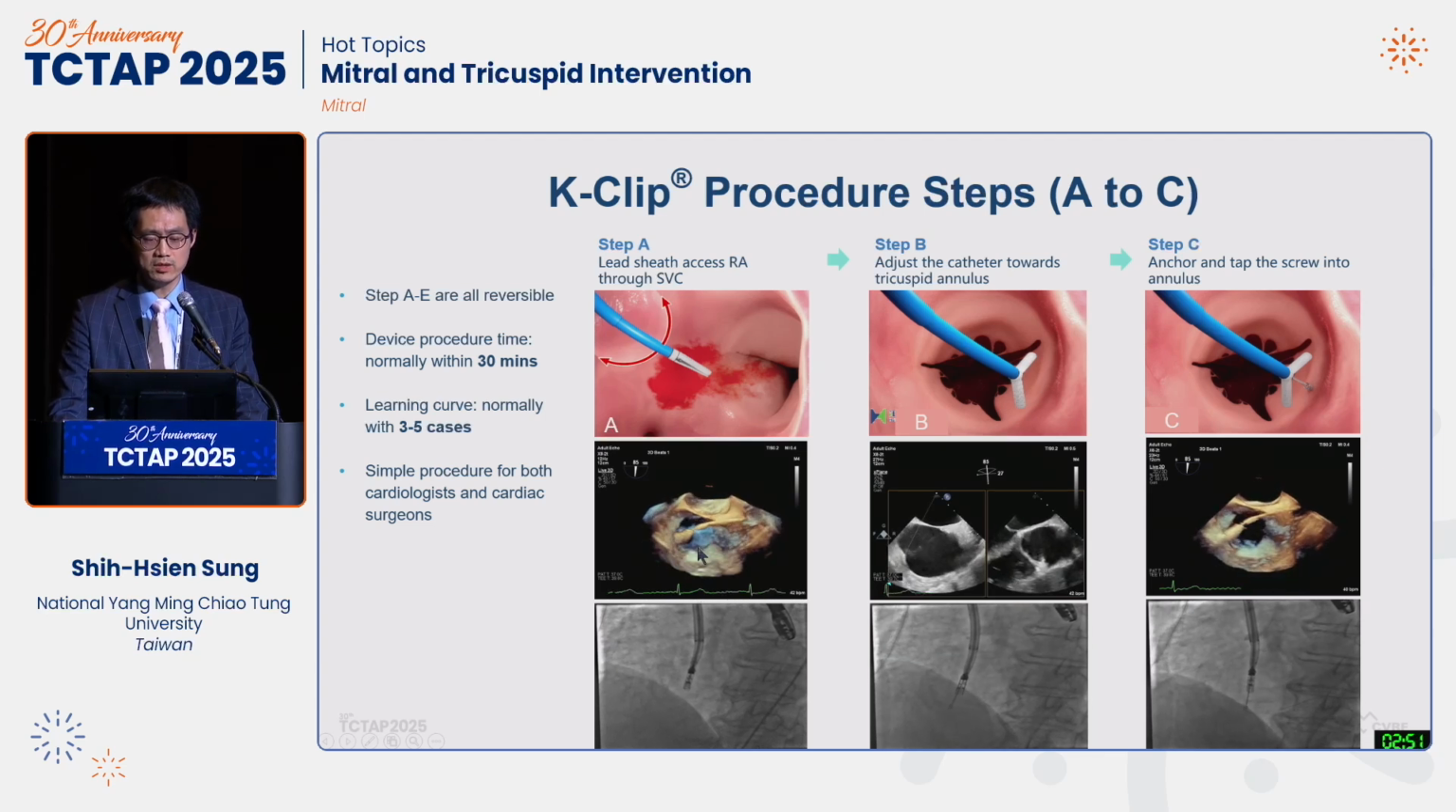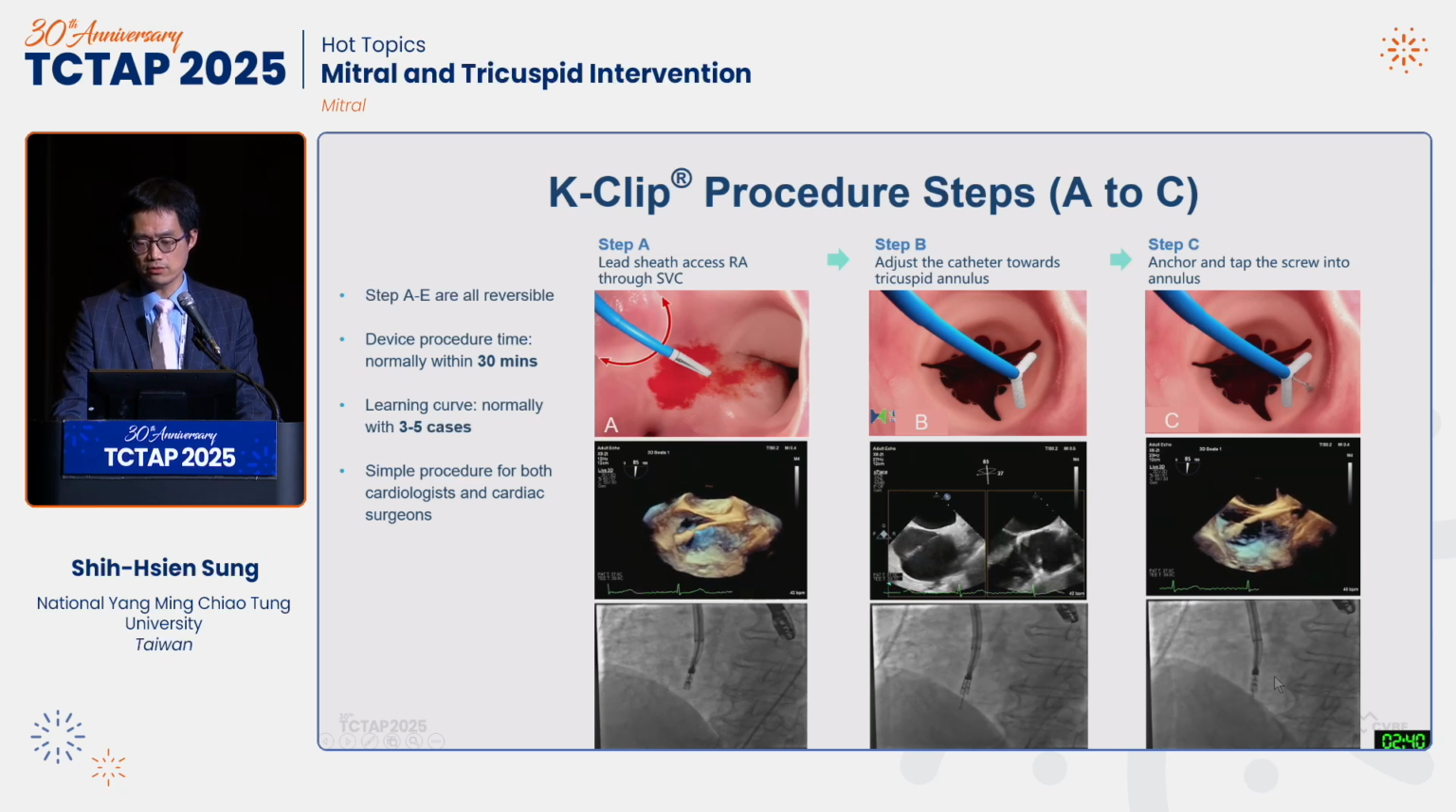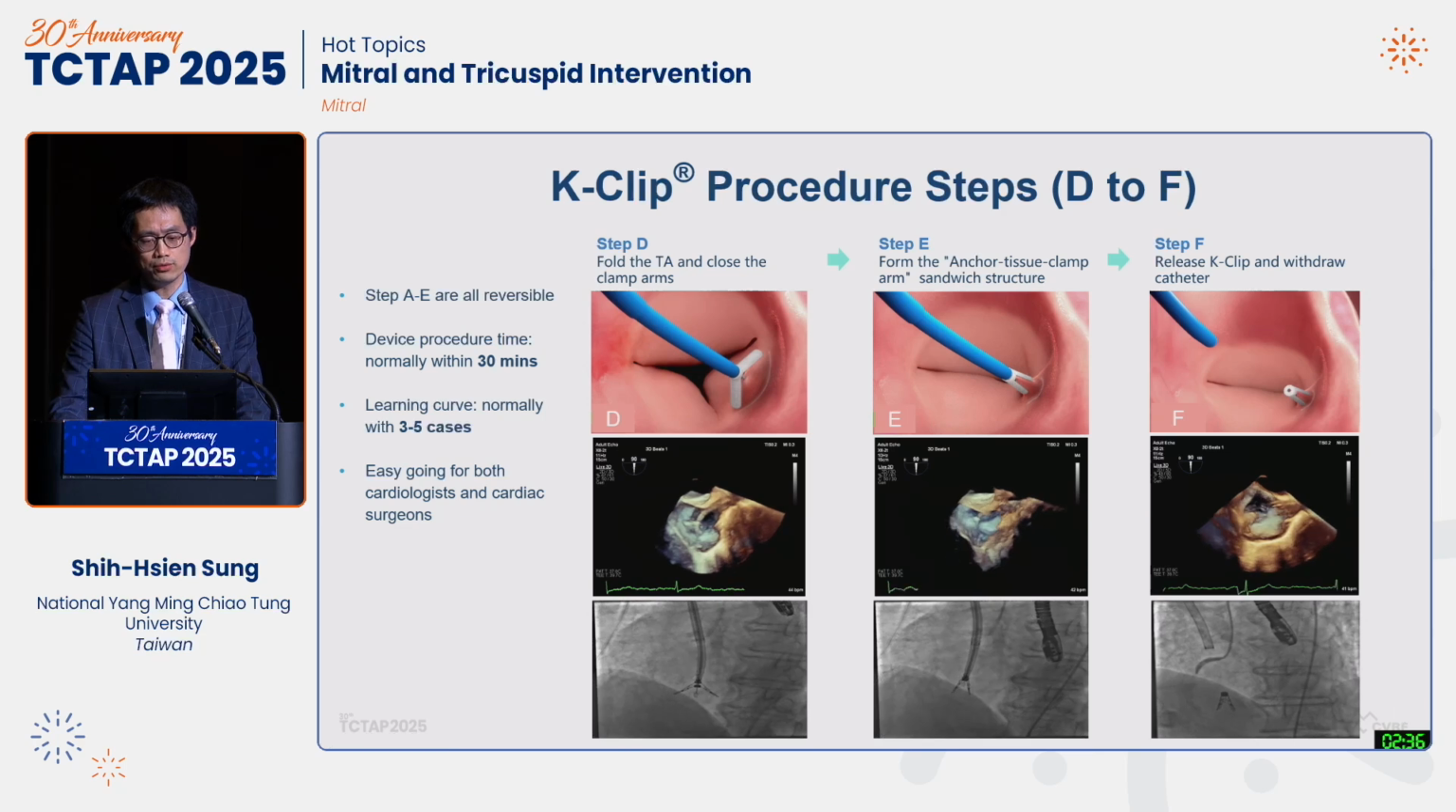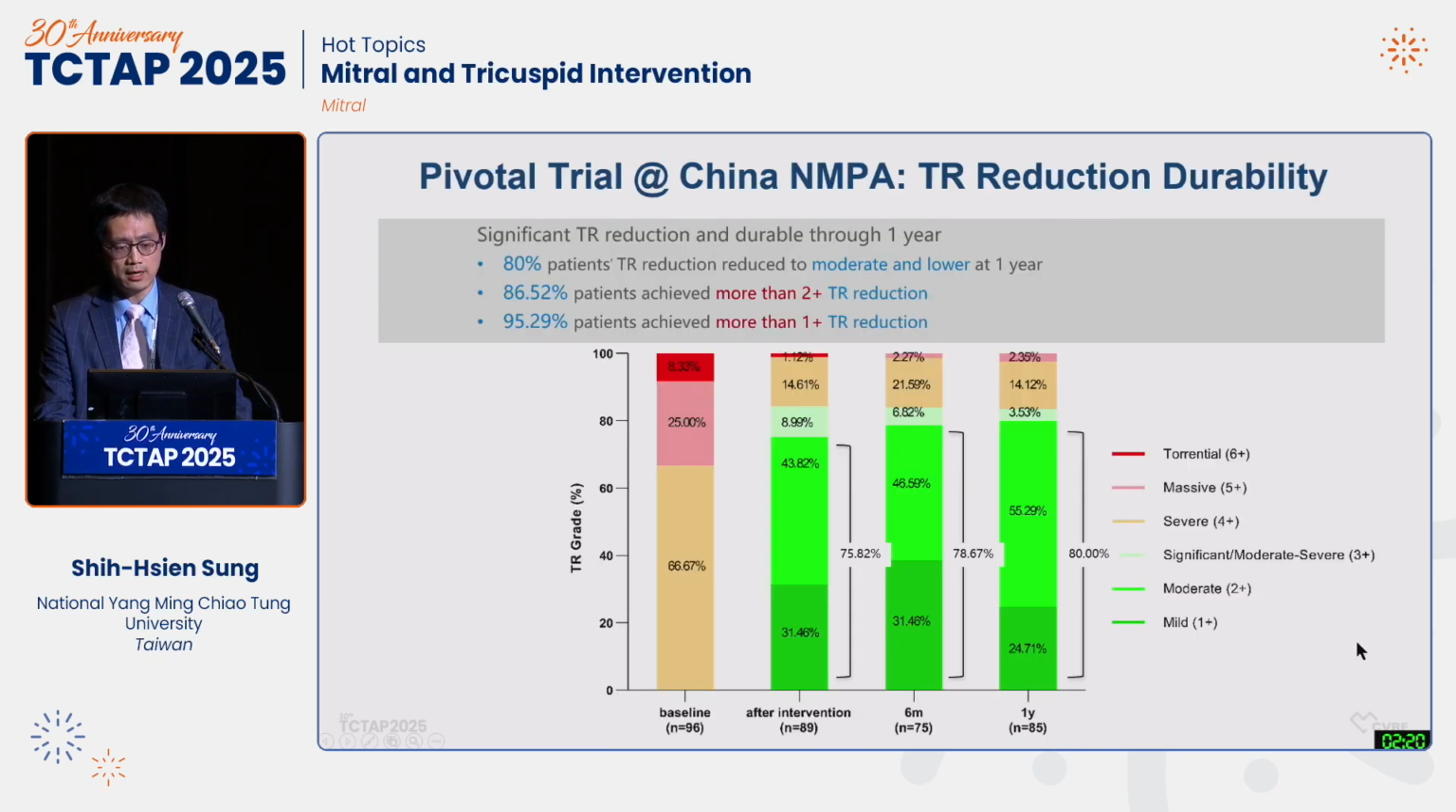So the first step, you introduce the sheath into the right atrium, and then you steer the system toward the annulus you are going to treat. Then you screw the screw into the annulus, open the clamp arm, and pull the annulus up, and you can fold the annulus, and then you can achieve the focal annular plication effect. Of course, during the procedure, you have to watch out very carefully for the right coronary artery flow.